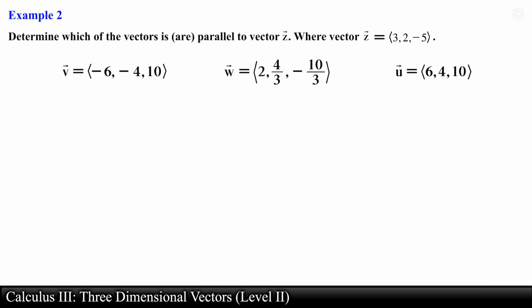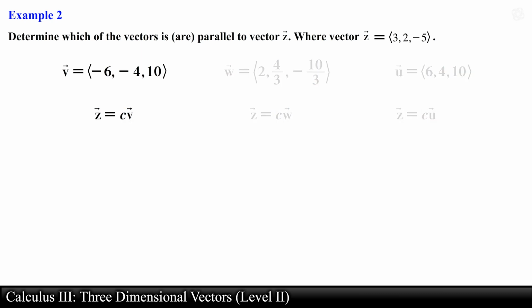Determine which of the vectors is or are parallel to vector z, where vector z equals (3, 2, -5). Recall that two vectors are parallel if one vector is a constant multiple of the second vector. For this problem, we need to find or show that there exists a scalar that generates vector z when multiplied by the vectors shown below.